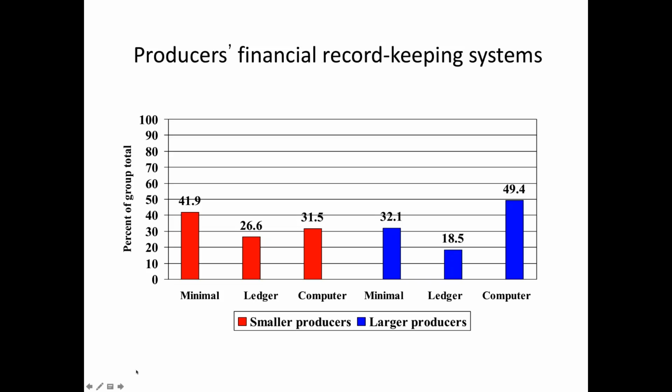Here we go. The small producers are in the red, the larger producers in the blue. Minimal record keeping, ledger system, or computerized. This is a survey that was done in 1998, and we see computer systems. About half of the larger producers at that time were using computerized record systems. I would suspect presently of the large producers, it would be at least three-quarters of them using a computerized system.